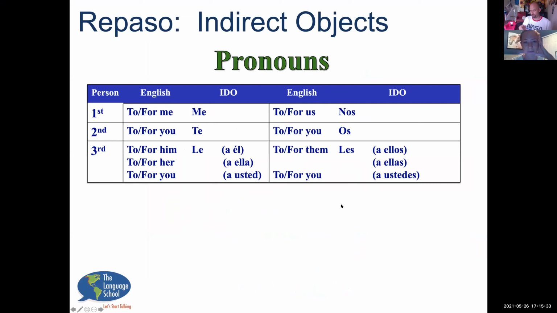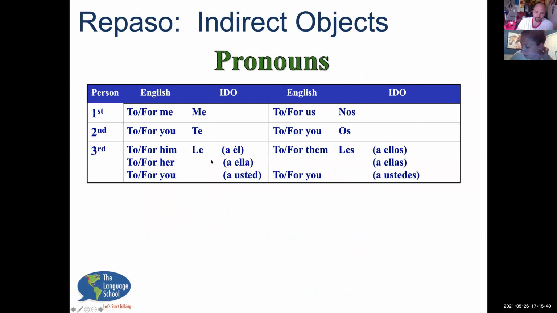So here are all of our pronouns, the indirect object pronouns. Me, te, le, nos, os, or les. You don't really have to worry too much about os. That would go with vosotros, unless you're going to Spain.